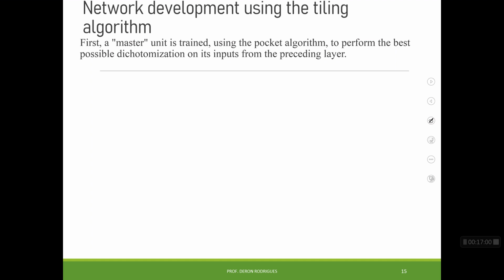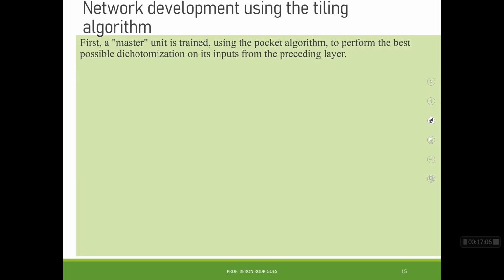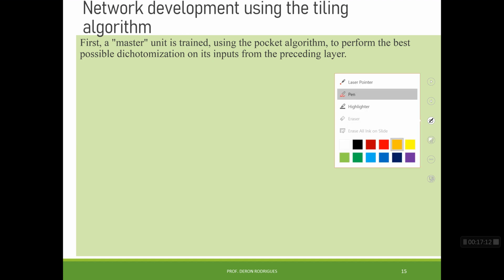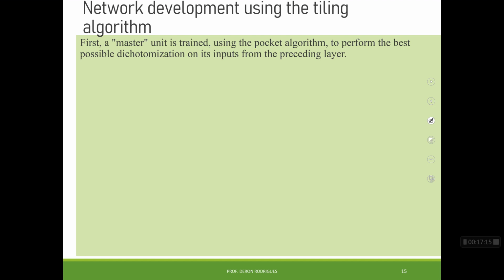So we shall have a look at the network development using the tiling algorithm. First the master unit is trained. This I have already told you, we have already gone through. The master unit is trained using the pocket algorithm. The master unit, the first unit, performs the best possible dichotomization, meaning the minimum number of misclassifications. So the first node should ensure a minimum number of misclassifications.